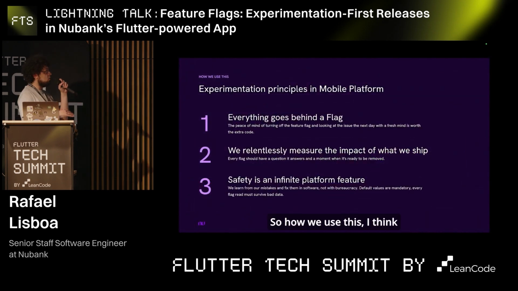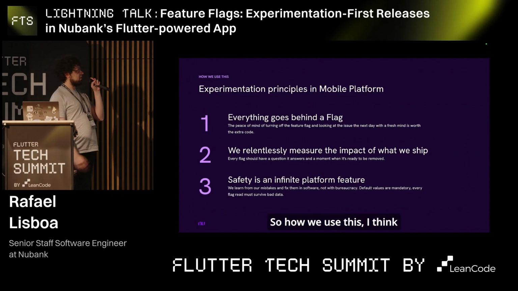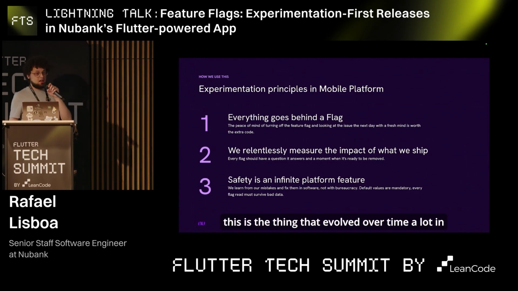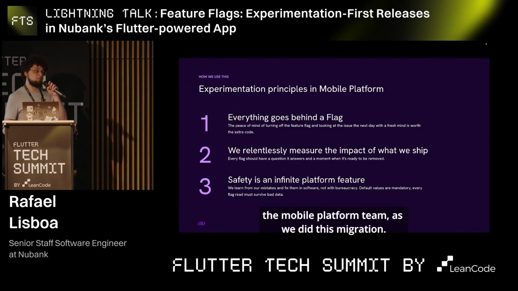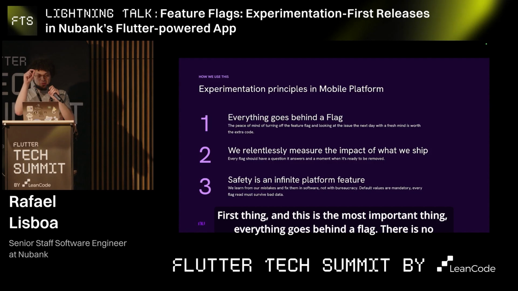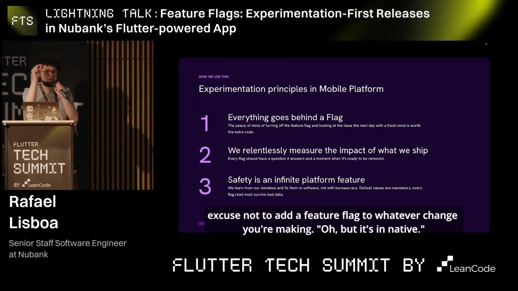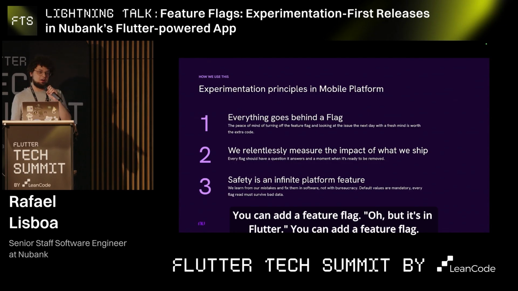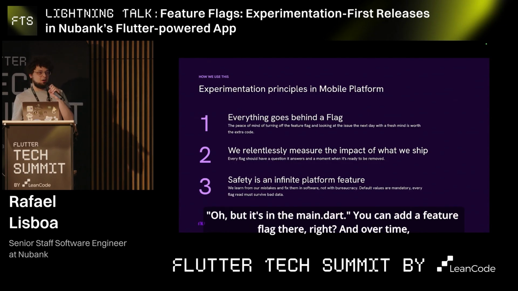So how we use this, I think this is a thing that evolved over time a lot in the mobile platform team as we did this migration. First thing, and this is the most important thing, everything goes behind a flag. There is no excuse not to add a feature flag to whatever change you're making. Oh, but it's in native. You can add a feature flag. Oh, but it's in Flutter. You can add a feature flag. Oh, but it's in the main.dart. You can add a feature flag there, right?